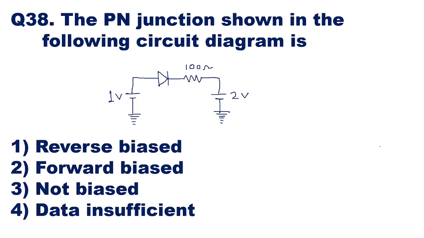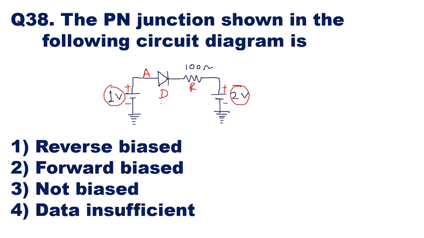So here we can see a PN junction. This is a PN junction diode and the applied voltage here is 1 volt. Here you can see 1 volt applied at the anode, and at the cathode you have a voltage of 2 volt. And here you have a resistance of 100 ohms. The PN junction shown in the following circuit diagram is what? The options are reverse biased, forward biased, not biased, or data insufficient.